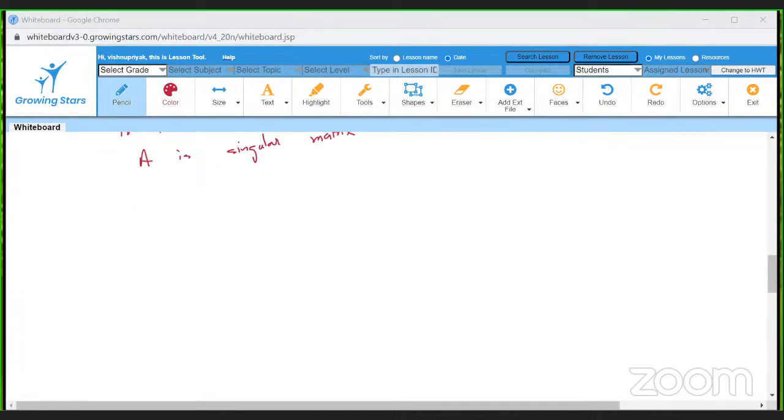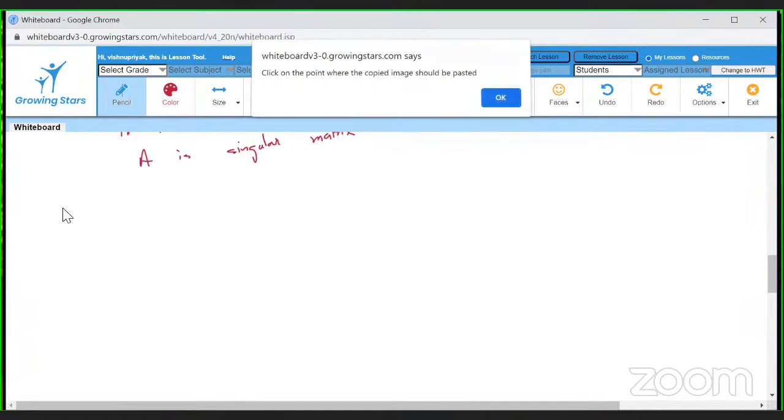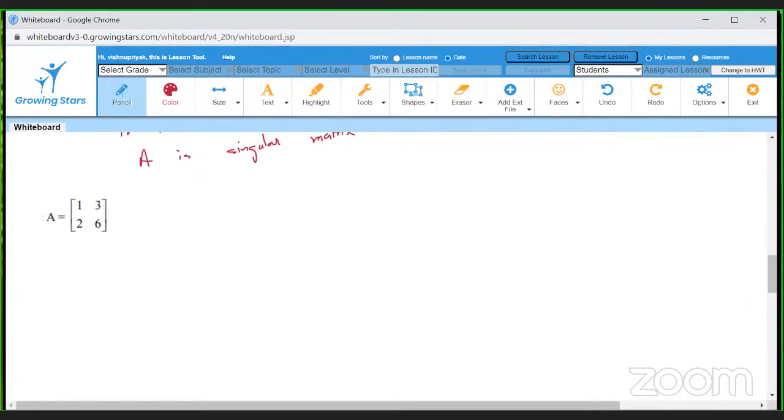Can you find the determinant of this matrix and tell me? I'm giving you one question. Find the determinant of this matrix.